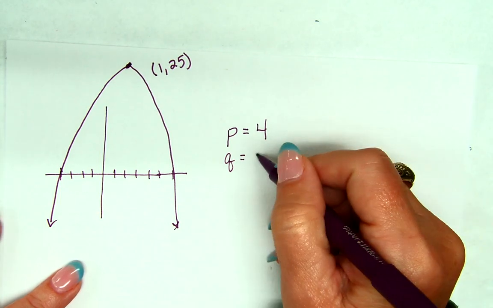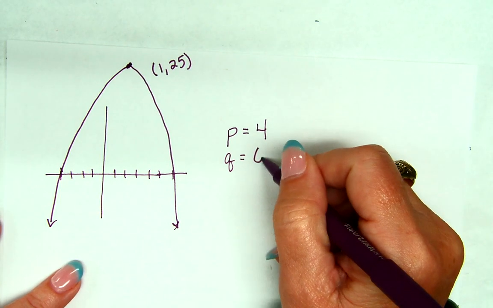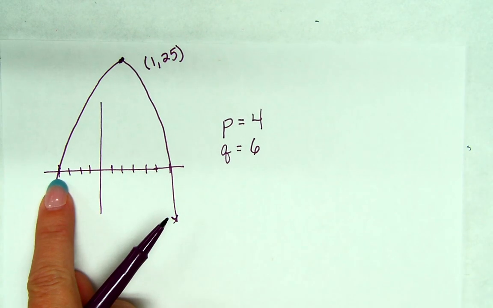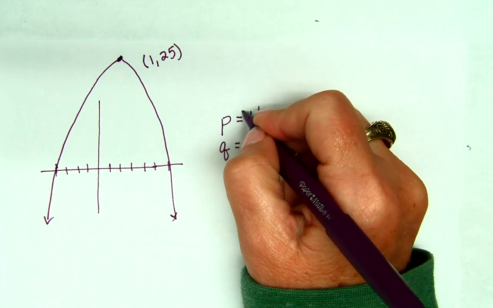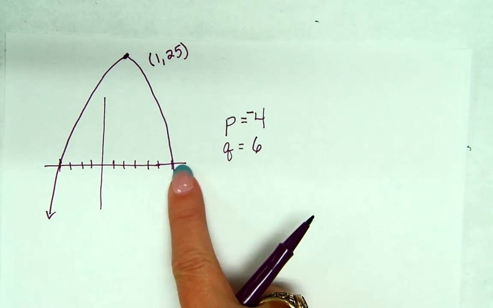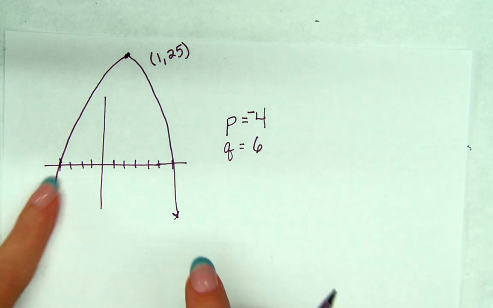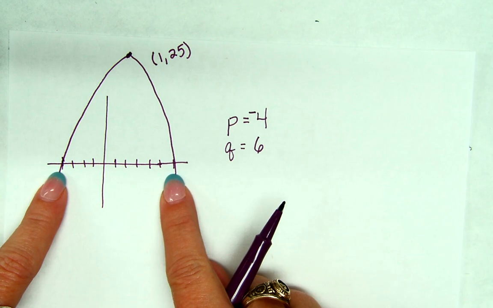Well, here's the thing. This is the part that gets confusing to people sometimes, right? Is P 4 or is P -4? It is -4. And is Q 6 or is Q -6? It is 6, right? That's where it crosses the axis. P is -4, Q is 6.